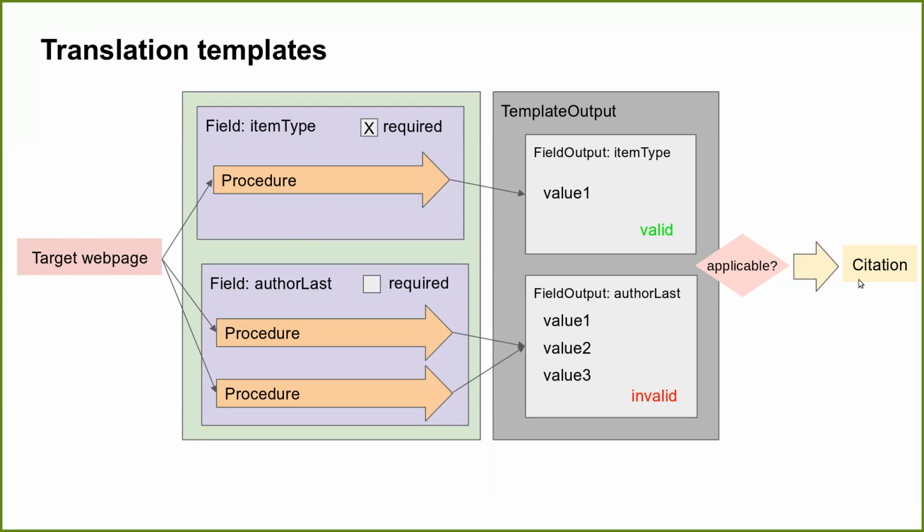Again, if for all required fields of a template the output is a valid output, then the template is applicable for the target web page, and we get a citation from the template. Otherwise, we would not get a citation from that template.